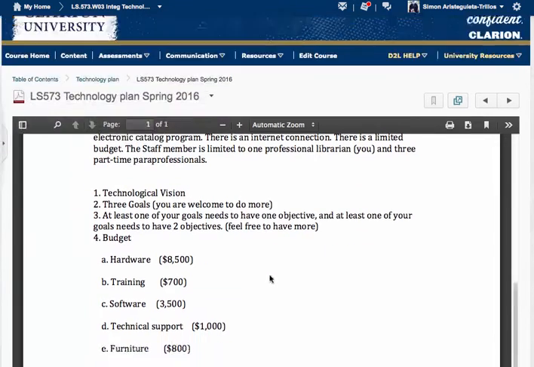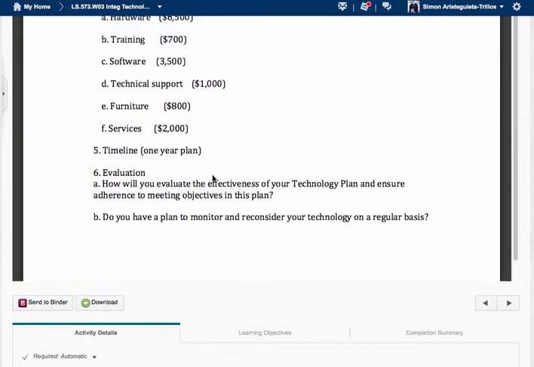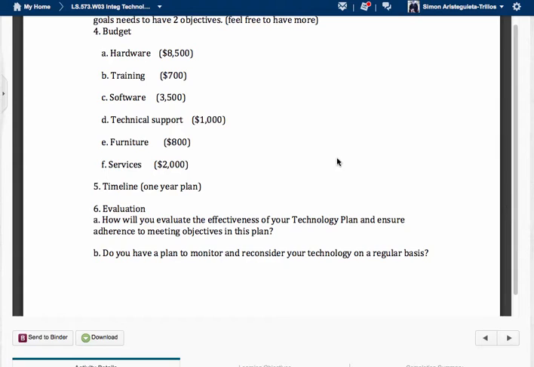Now you have a budget. The budget is here with the following categories: hardware, training, software, technical support, furniture, and services. The idea is that you limit yourself to the budget. You can go over a little bit or under, okay? But if you're going to go over, please make it by a few $100, not by thousands of dollars. $50, $60, $150, etc.